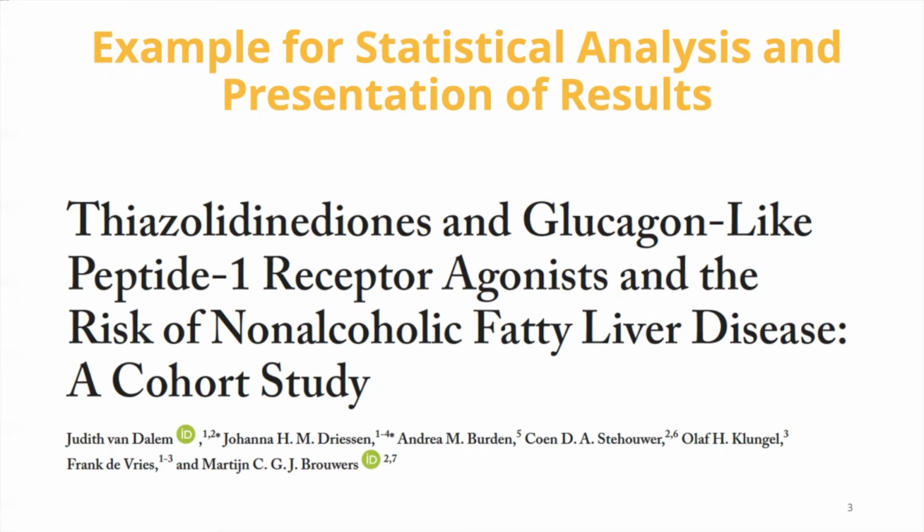So okay, moving along to the example paper. I'm going to be switching between the example paper and the PowerPoint presentation for the remainder of the lecture here. The example paper is called thiazolidinediones, which I'm going to refer to as TZDs because that's quite a mouthful, and glucagon-like peptide 1 receptor agonists and the risk of non-alcoholic fatty liver disease, a cohort study.